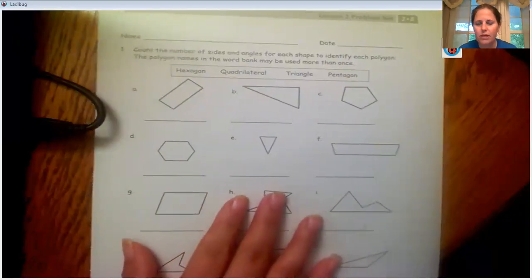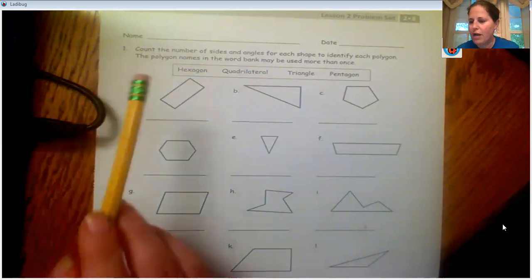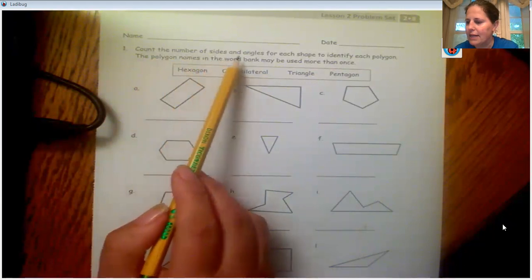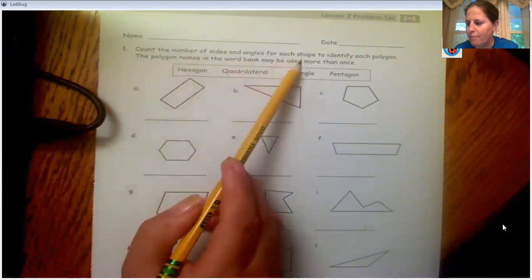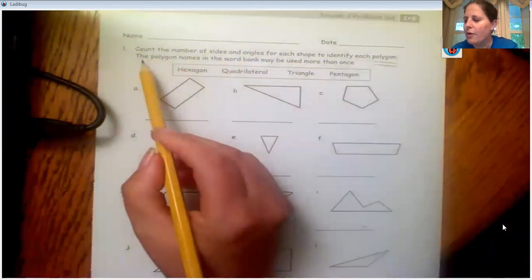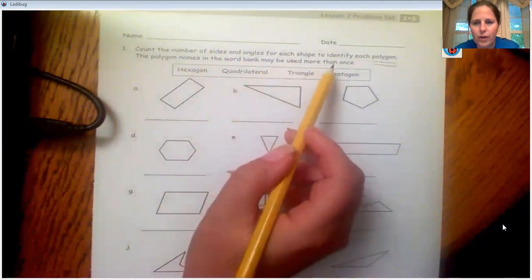We're going to be working with shapes. Let me go ahead and share my screen so you can see my ladybug. Okay. So for my students, we're on page 5 in our math books. The directions up top say, count the number of sides and angles for each shape to identify each polygon. The polygon names in the word bank may be used more than once.